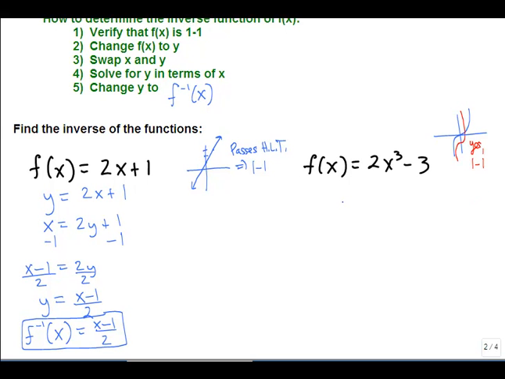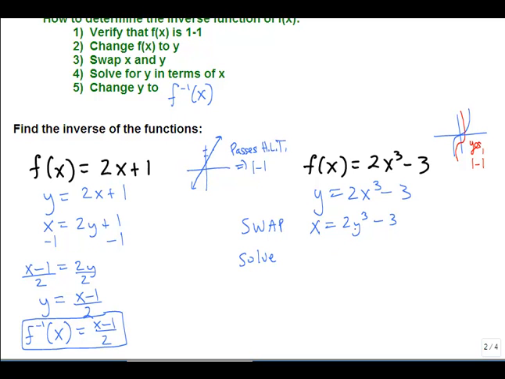Okay, now that we know that our function has an inverse because it's one-to-one, we're going to go through our 5 different steps. We've already verified that it's one-to-one, so our next step is going to be to change our f of x to y. And then we want to do the all-important step of swapping our x's and our y's. So this becomes x equals 2y cubed minus 3. And then we want to solve this for y in terms of x.